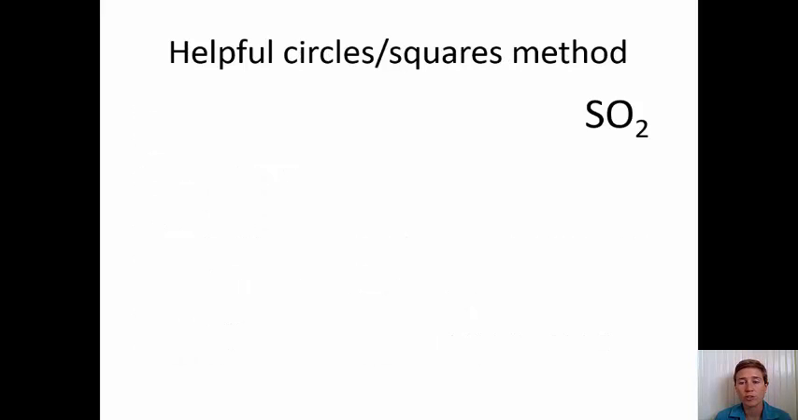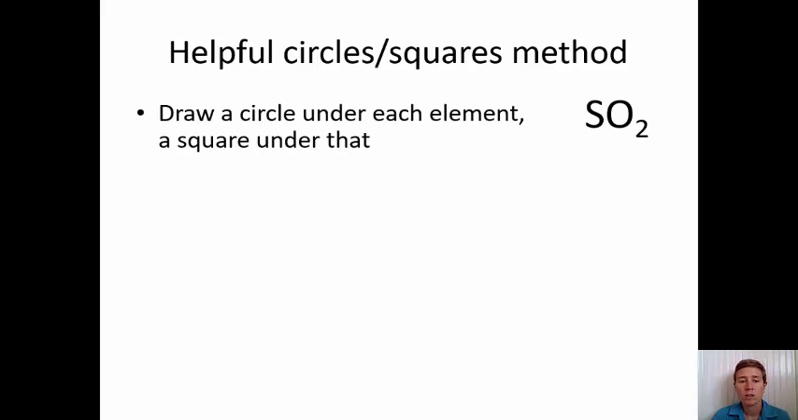Okay, so there's this helpful circle squares method just to make sure that you're actually keeping track of the actual oxidation state. So the oxidation state on oxygen here is going to be -2. However, there's 2 of them, so the total negative charge that you could think of coming from the oxygen is actually -4, which means sulfur, to balance that out, has to be +4. Okay. However, if I ask you for the oxidation state of oxygen, I want -2, not -4. So this is just a helpful little thing that helps some people. So you draw a circle under each element and a square under that. In the circles go the actual oxidation states, the oxidation state on each individual atom.